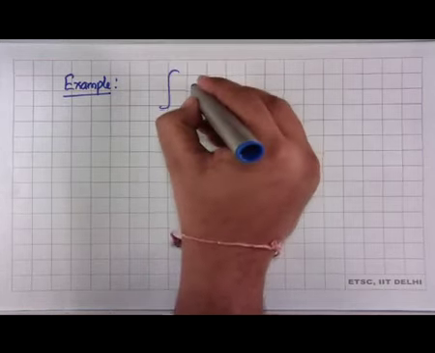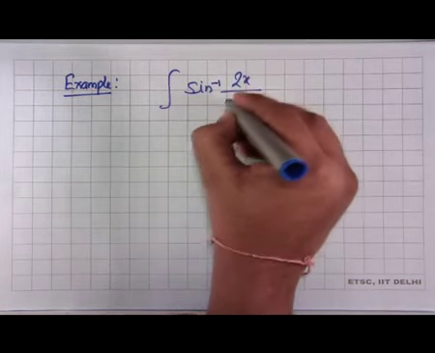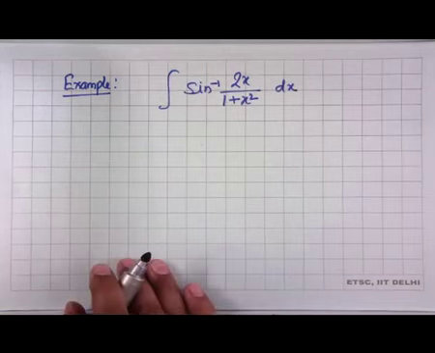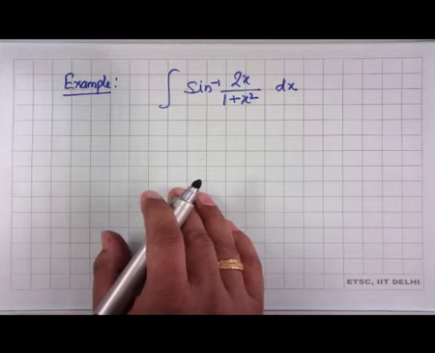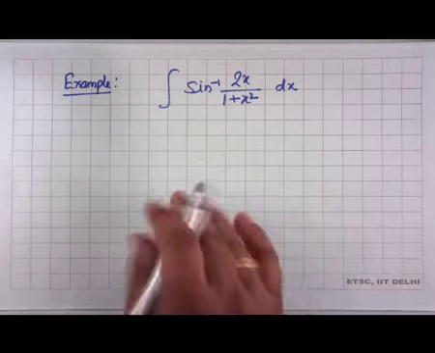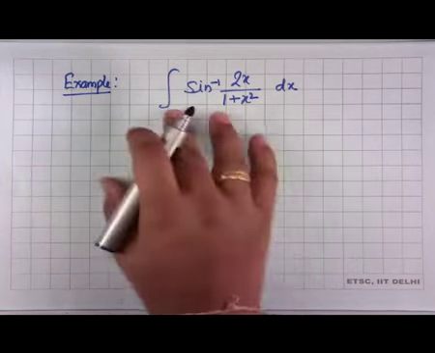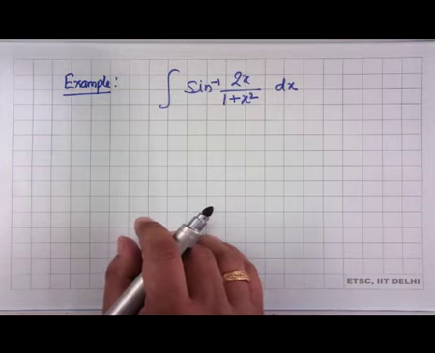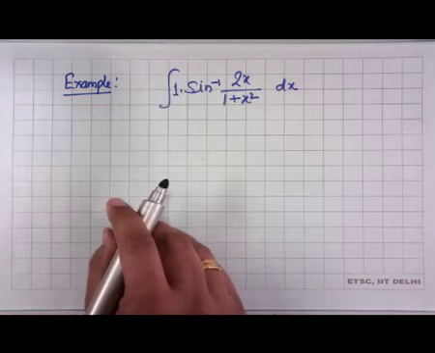So, suppose that we have to find the integral of sine inverse of 2x upon 1 plus x squared dx. As there is no other factor present here, one way is to use a substitution for x. The other way is to use the idea which you have already used for the example of inverse functions, by considering this as 1 multiplied by sine inverse 2x upon 1 plus x square.